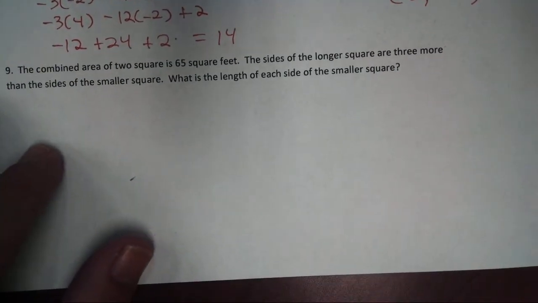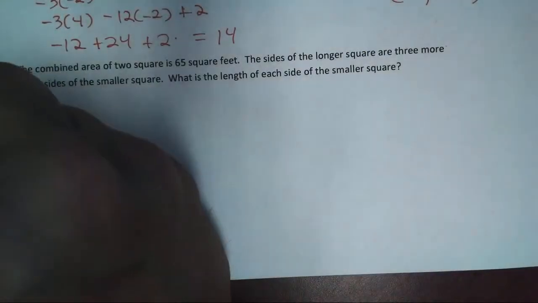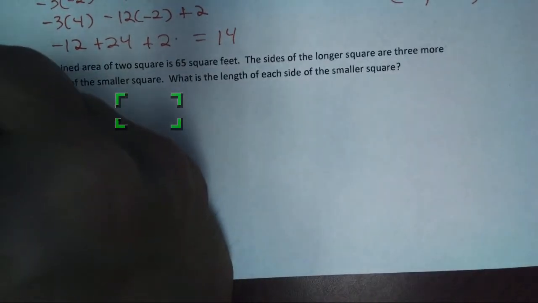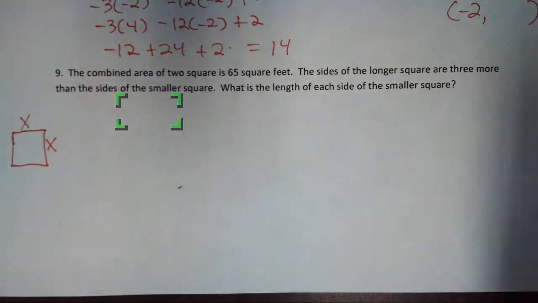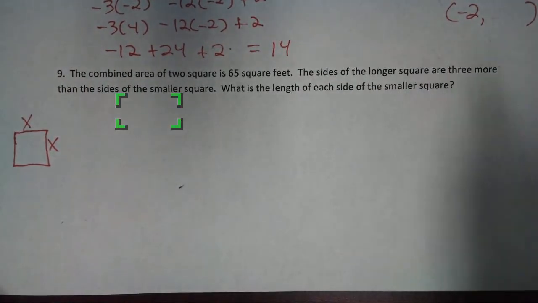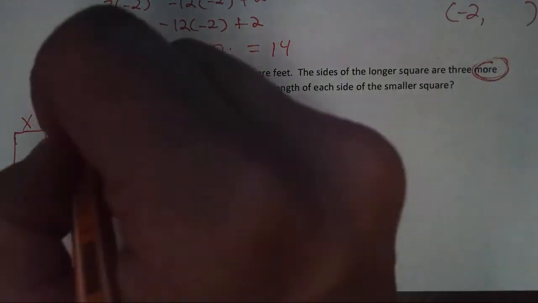Number 9, the combined area of two squares is 65 square feet. The sides of the longer square are 3 more than the sides of the smaller. So let's start off with the small square. We'll make that x by x. Then it says the longer square are 3, and here's the key word, more. Not 3 times, but 3 more. So that means your dimensions are x plus 3 and x plus 3.